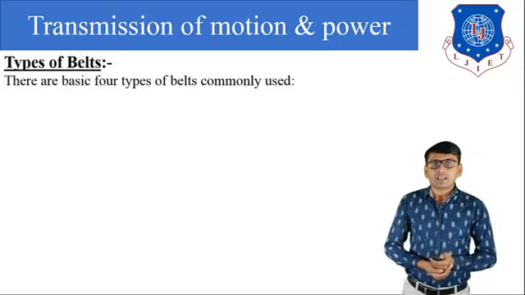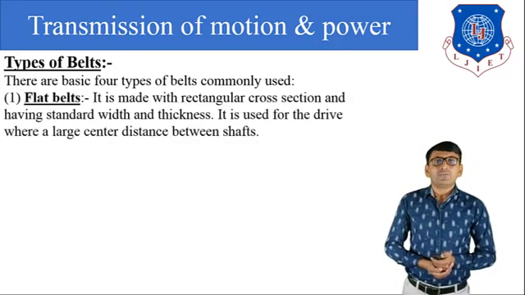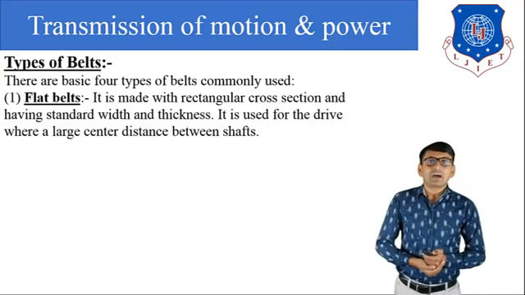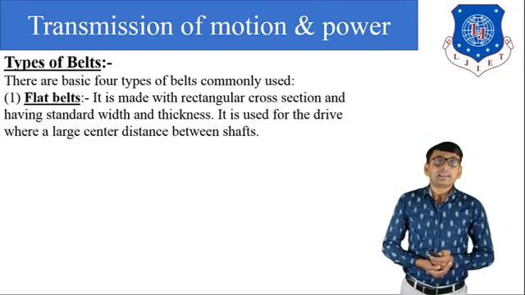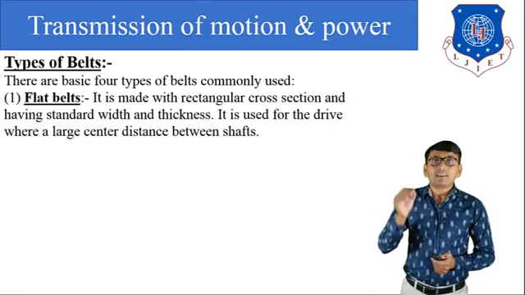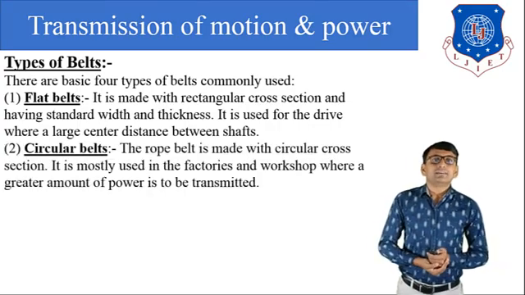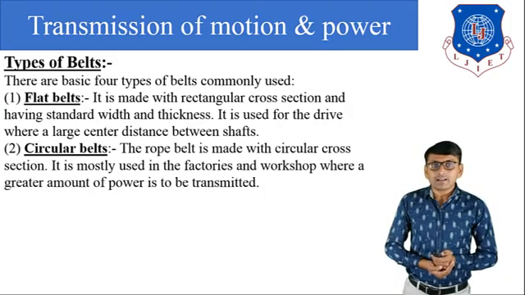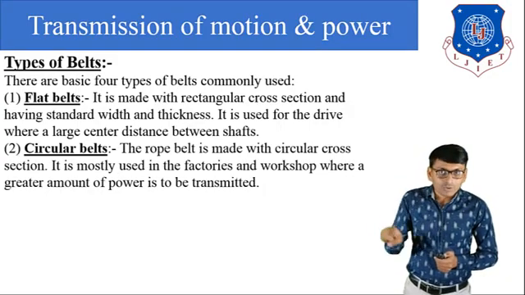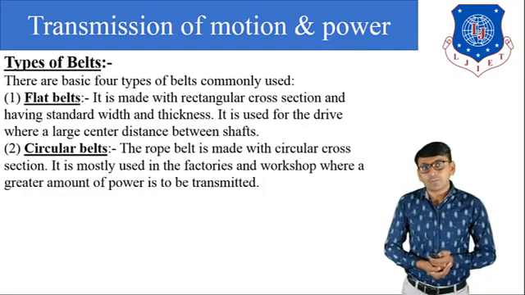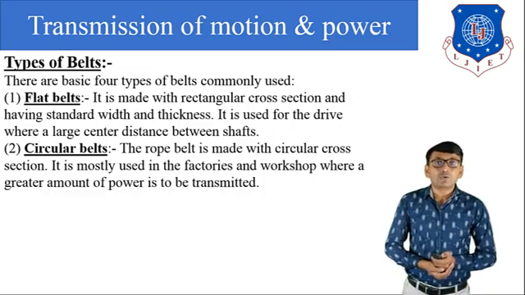There are basically 4 types of belt that are commonly used. First, flat belt. It is made with a rectangular cross section and has standard width and thickness. It is used for drives where there is a large center distance between shafts. Then second, circular belt. The rope belt is made with a circular cross section. It is mostly used in factories and workshops where a greater amount of power is to be transmitted.